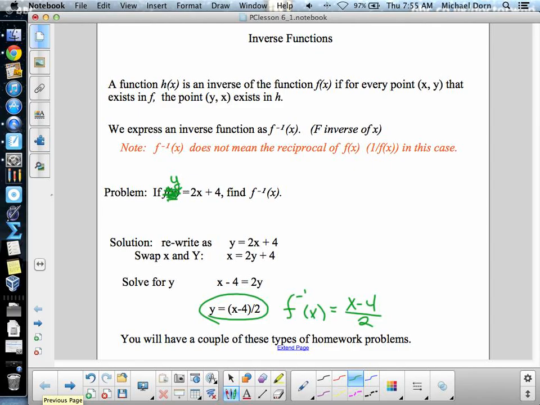So the general procedure for finding the inverse function for a polynomial: switch x and y, solve for y. Pretty simple, whatever it takes to solve for y. And you do have a couple of those in your homework problems. They tend to be linear. They're not that bad.